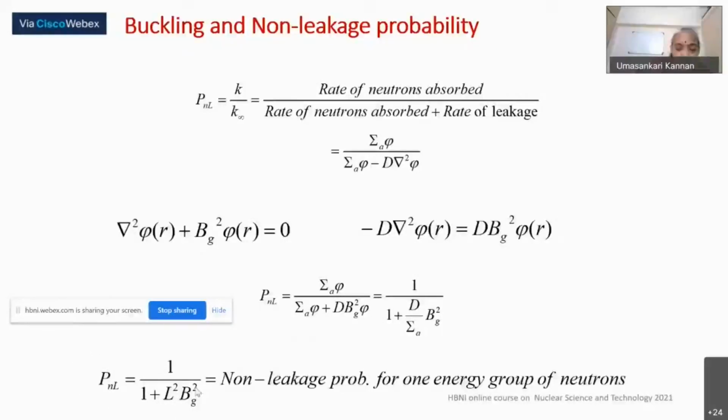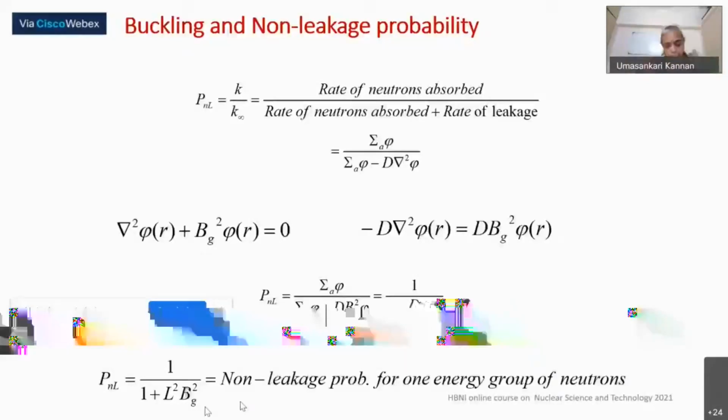Immediately you can say that Bg square is a geometric buckling depending upon the dimensions of the system. If the dimension of the system is large, the leakage is going to be less, which means that if I have a larger reactor, the leakage is going to be reduced. But then I cannot have a very large reactor, so we optimize the reactor dimensions so that we get a proper K. So this non-leakage probability is defined as 1 by 1 plus L square Bg square. L is a material property, B is a geometrical property.